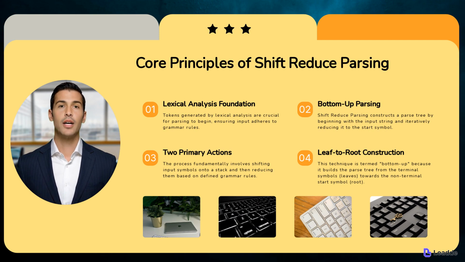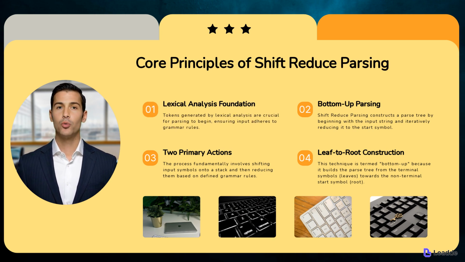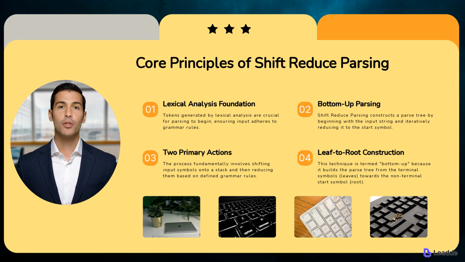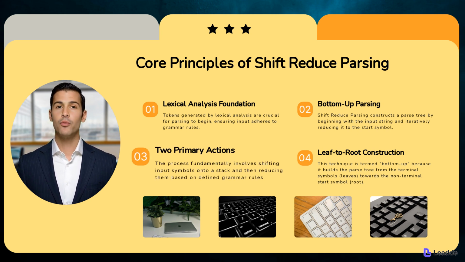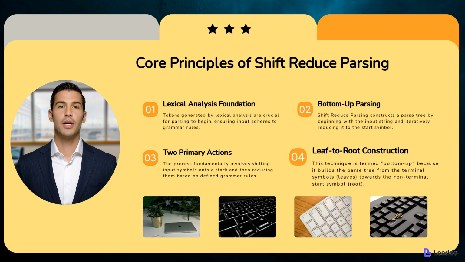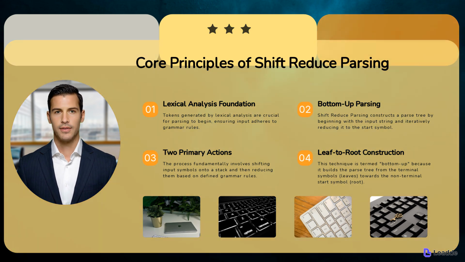It is built upon a lexical analysis foundation, where tokens generated by the analysis are crucial for parsing to commence, ensuring the input conforms to grammar rules. As a bottom-up parsing technique, it constructs a parse tree by starting with the input string and iteratively reducing it to the start symbol. The process is driven by two primary actions: shifting input symbols onto a stack and then reducing them according to defined grammar rules. This is why it is termed leaf-to-root construction, as it builds the tree from the terminal symbols or leaves towards the non-terminal start symbol, which is the root.